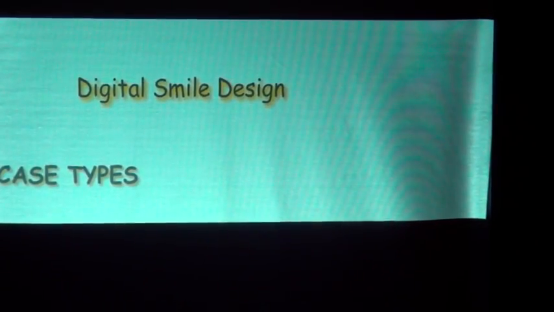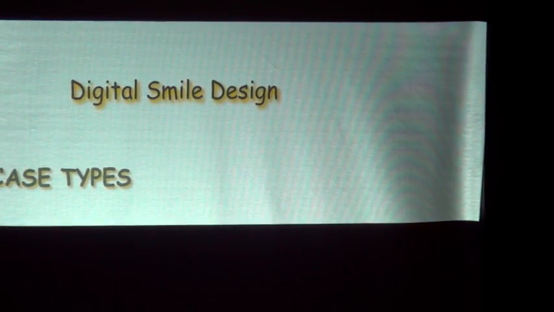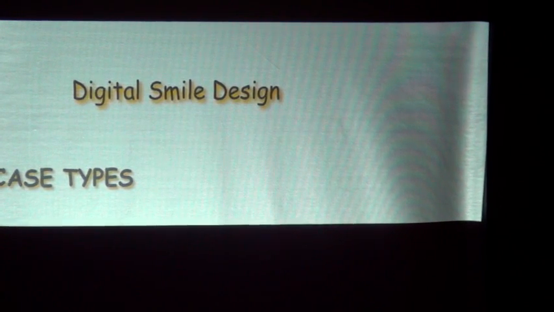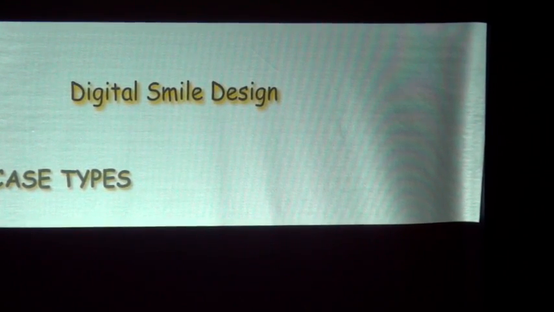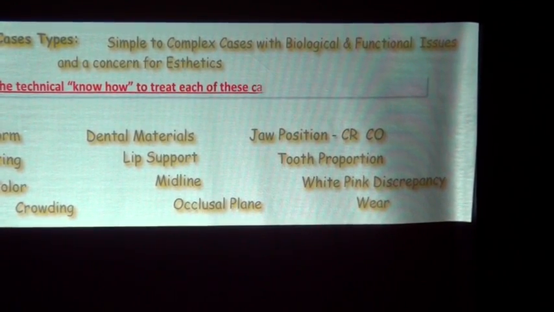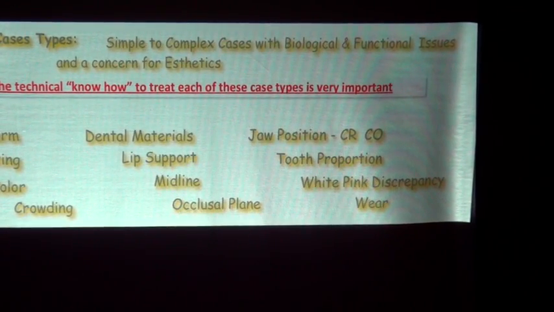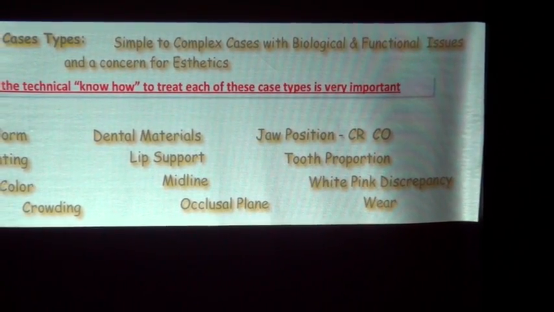And now let's take a look at what digital smile design is from another vantage point, which is case types. We have the key concepts, which we want to apply as needed, and the case types include situations that we're all familiar with, which is simple to complex cases, with biological and functional needs. Anything from a diastema closure or a diastema space. Do you do orthodontics? Do you do bonding with composite? Do you make little ceramic pieces and cement them on? You have to make these decisions.